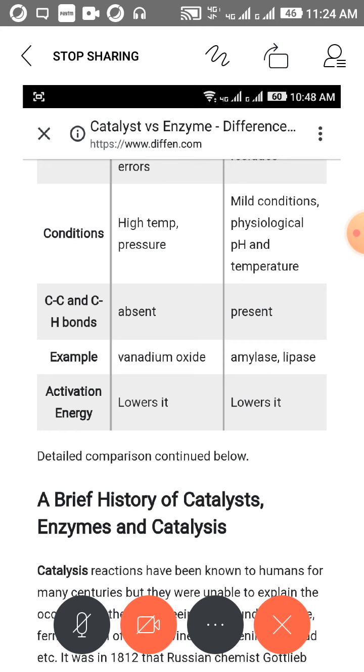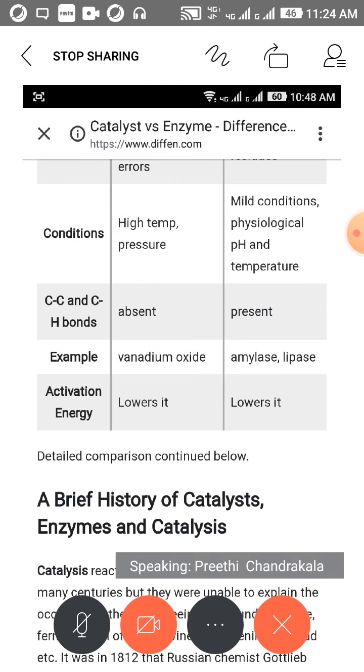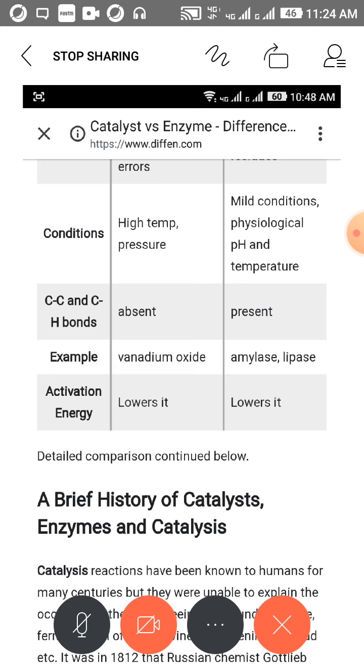Next one, activation energy. In chemical catalysis, activation energy is lowered, and in enzymatic catalysis, activation energy is also lowered. But compared to chemical catalysis, in enzymatic catalysis the activation energy is lower. So these are the differences between biological and chemical catalysis.